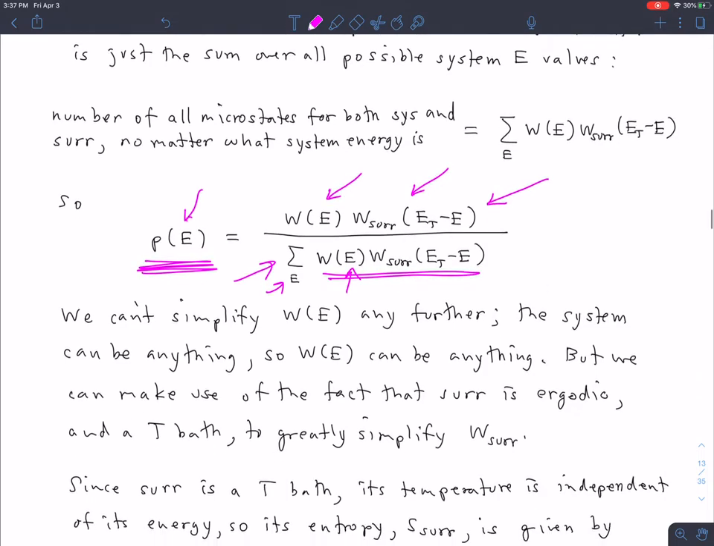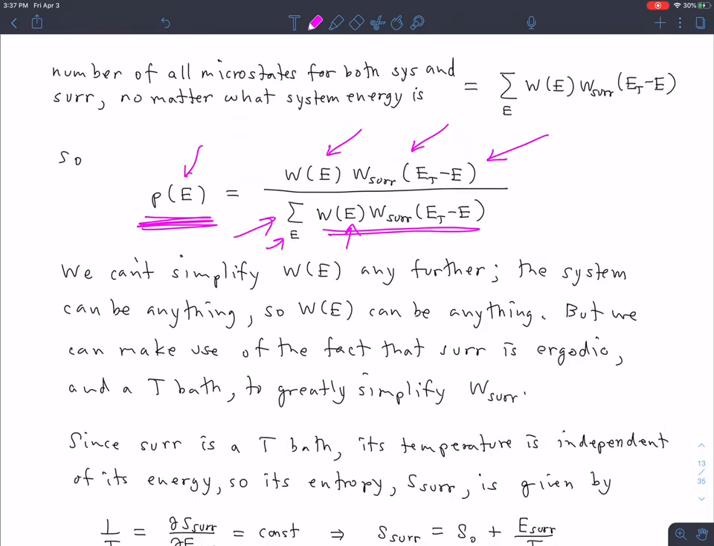So we have now made a little bit more progress. We now have something a little bit better than just the words I wrote before. Can we go further and simplify it further? And the answer is yes, but we can't simplify this W of E much.